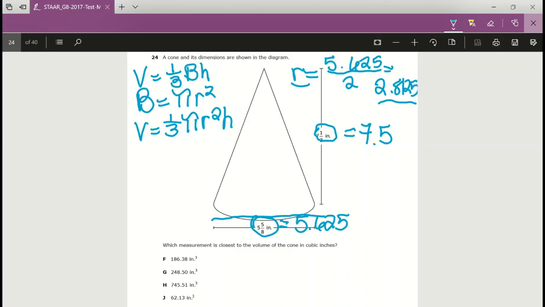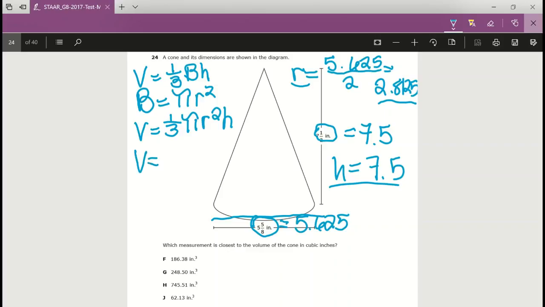Alright, so our radius is 2.8125, and then our height's over here. The height's on the side of the cone. It's from the bottom of the cone to the top of the cone, so our height, I'll write it down here, height equals 7.5. So we can use our radius and our height to find the volume of our cone. So let's do that now.